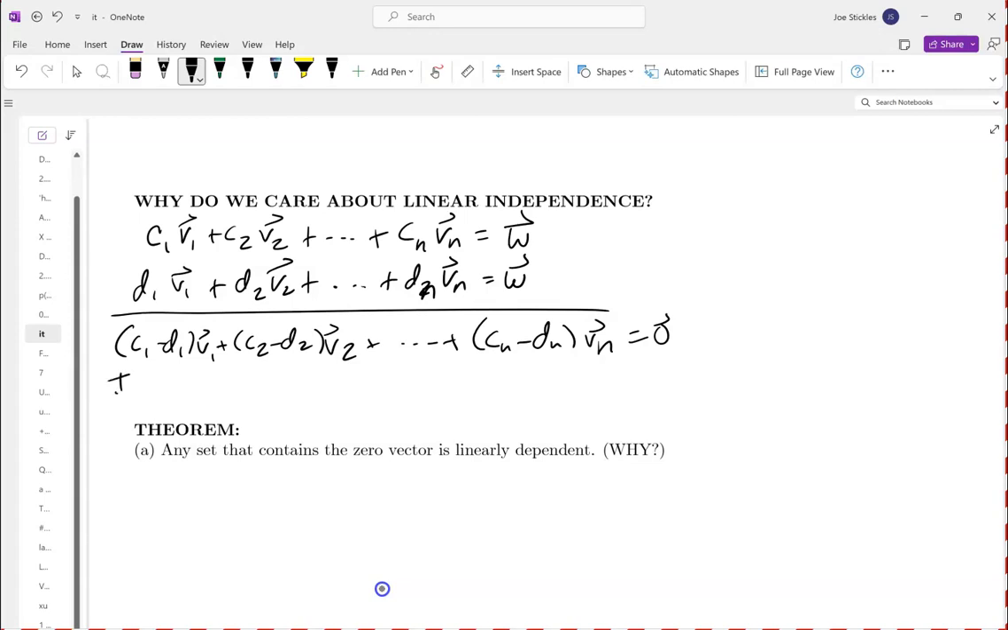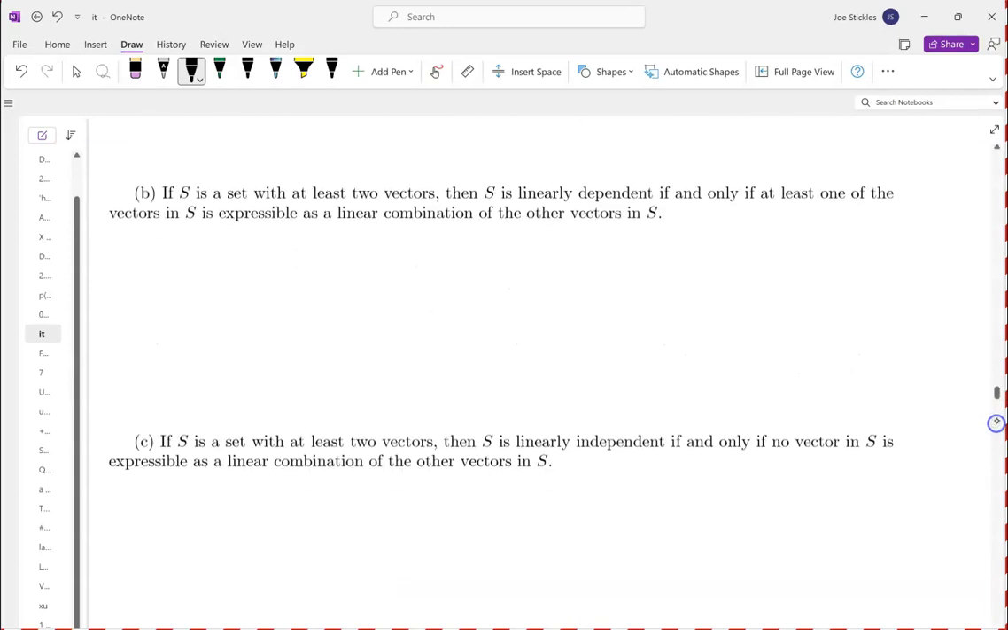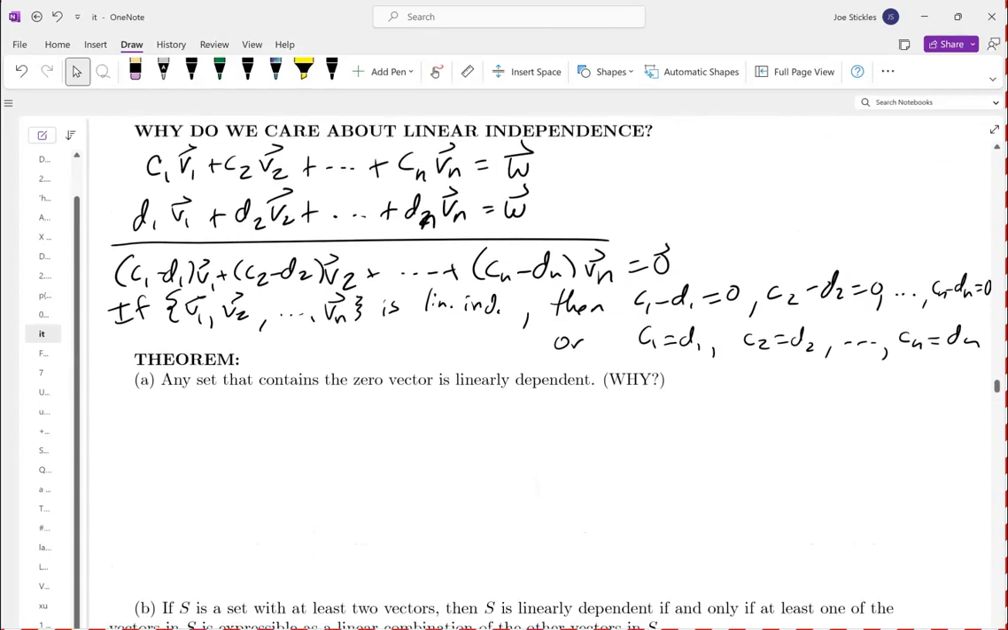So if your v1, v2 out to vn is linearly independent, then C1 minus D1 has to be 0, C2 minus D2 has to be 0, all the way to Cn minus Dn has to be 0. Or C1 equals D1, C2 equals D2, Cn equals Dn. Whoops, I hit the scroll bar.